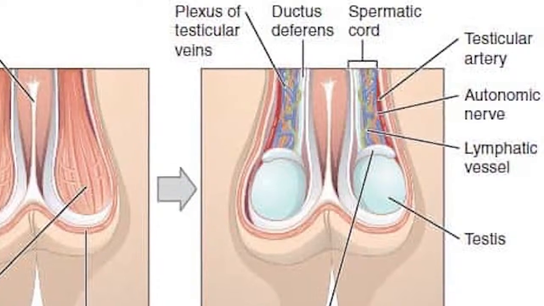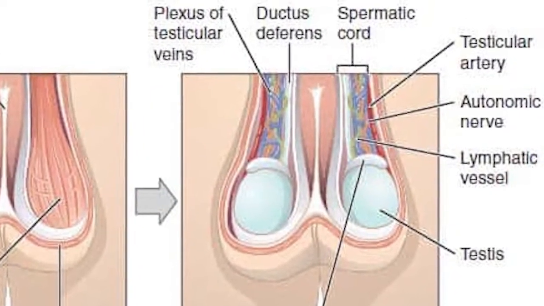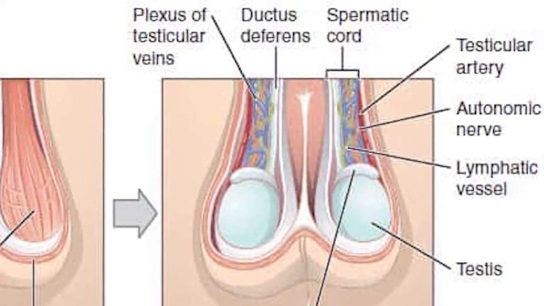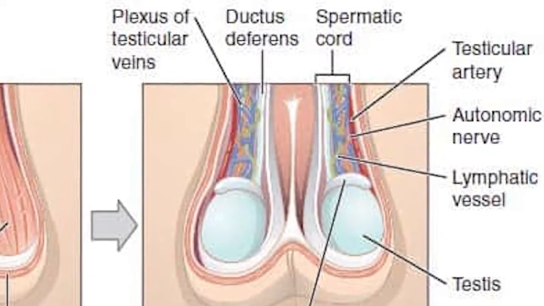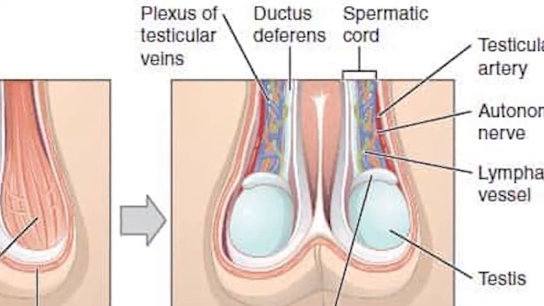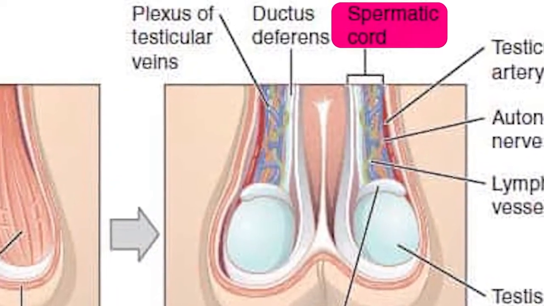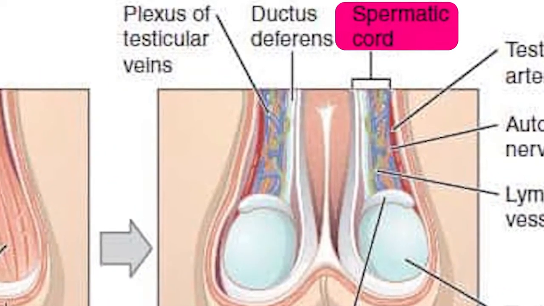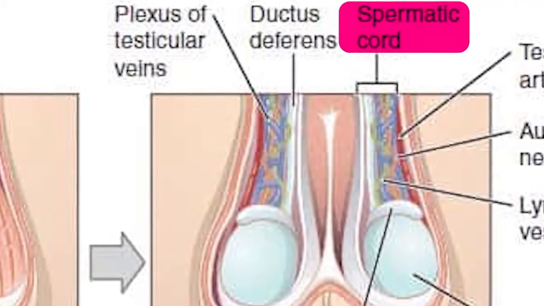This part is covered by connective tissue and is essential for initiating the journey of sperm out of the testes. Funicular part. The funicular part of the ductus deferens is located within the spermatic cord, which contains blood vessels, nerves, and lymphatics essential for supporting the testes.